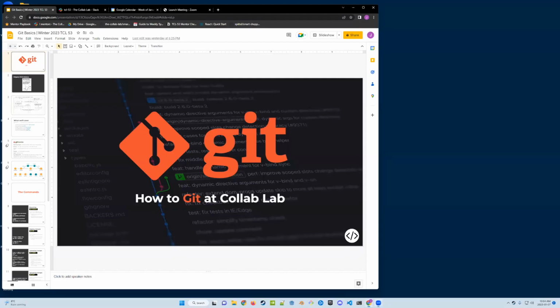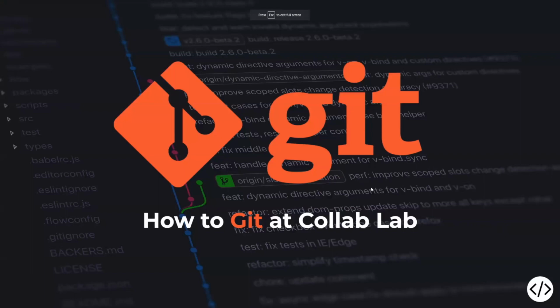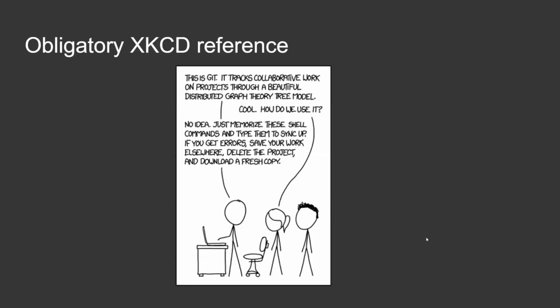Okay, so this is a standard guide that's given to everyone, and I've altered it a little bit. This is Git, how to get a Collab lab. Cool, this is the obligatory XKCD reference. This is Git. It tracks collaborative work on projects with a beautiful distributed graph theory tree model. Cool, how do we use it? No idea, just memorize these shell commands and type them to sync up. If you get errors, save your work elsewhere, delete the project and download a fresh copy.